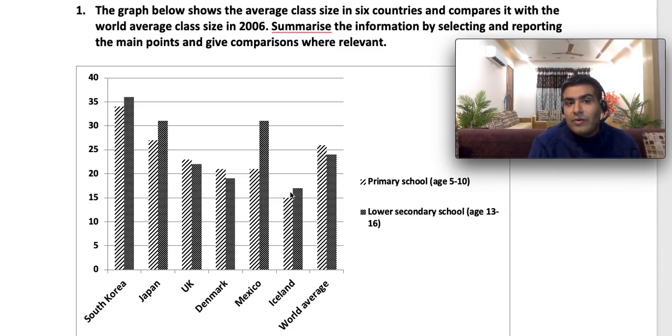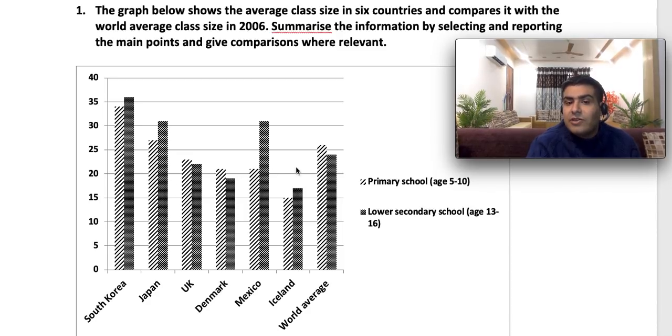So now the thing is, this is a good enough graph, but it's still not worth 9 bands. I think it's worth 8 bands, probably 7.5, 8 bands, but it's not worth 9 bands. And the reason for that is your overall should be more than just one comparison. It should have more than one trend. So I'll go back to the overall and I'll see anything else that I can mention.